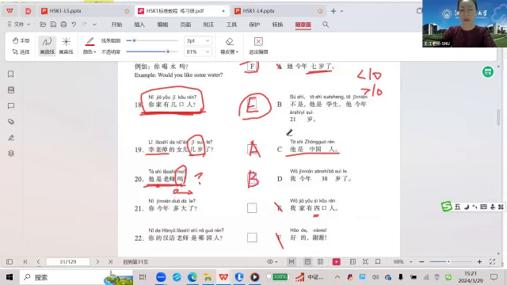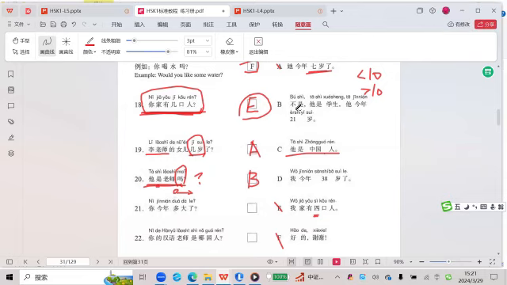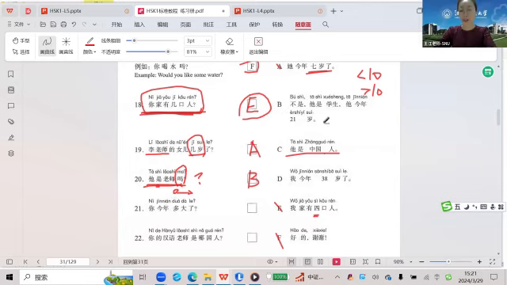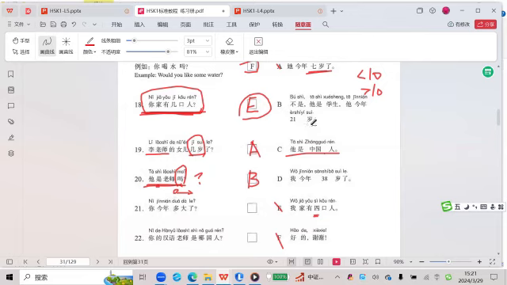Yes, option B. Read the answer and translate the sentence into English, please. 不是，他是大学生，他今年21岁。 21 years old. Okay.